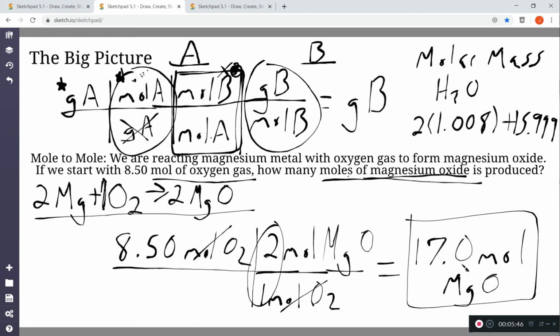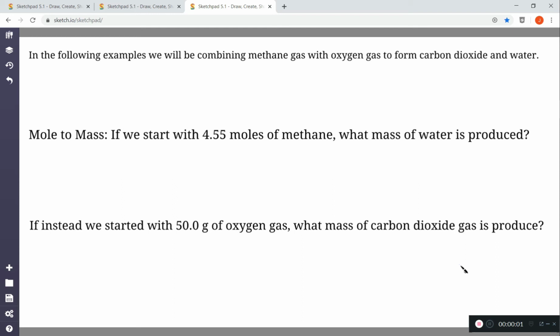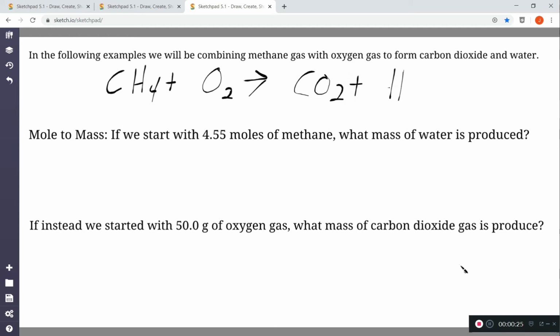We're going to move on to a second set of problems. So for the next two problems, I'm going to use the same chemical equation just to make it a little bit quicker. What we're going to be doing is combining methane gas, which is CH4, with oxygen gas to form carbon dioxide, good old CO2, and water.